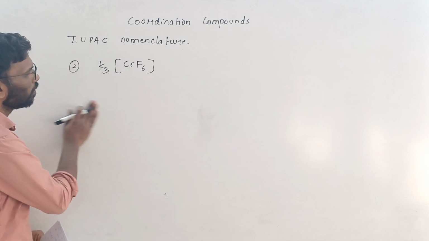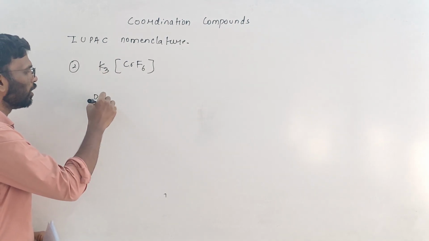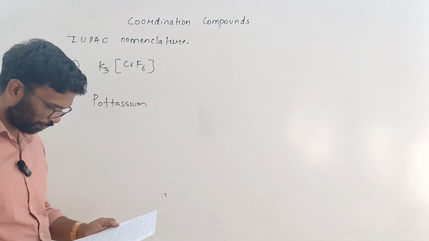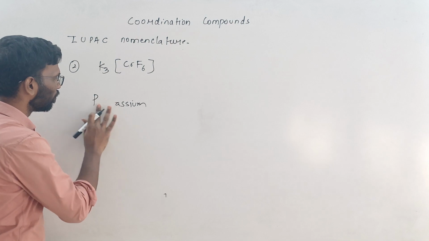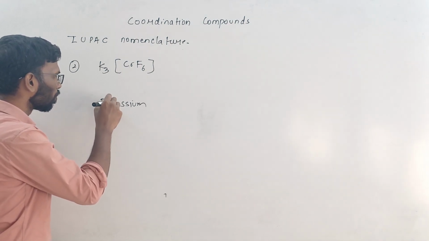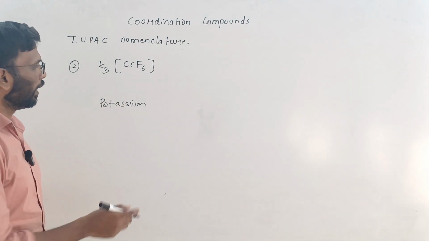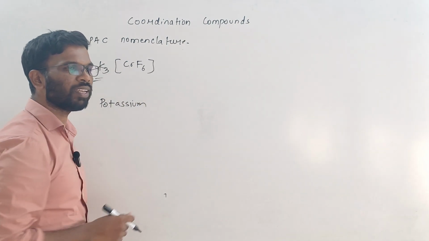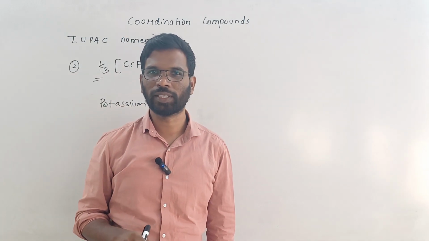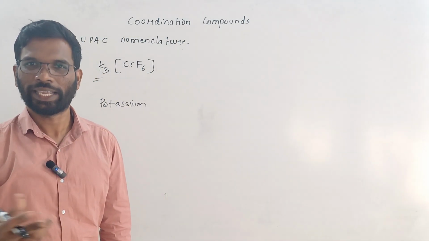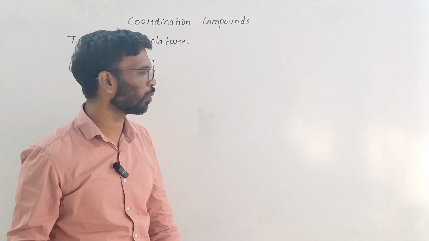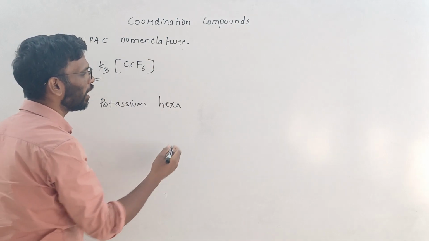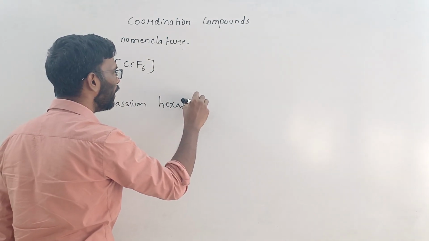So what is coming first? The counter ion is first, so I am writing potassium, single T. Then leave a space between the counter ion and the coordination sphere. In the coordination sphere, there is fluorine, right? And chromium is there. So ligands, we name the ligands first. So hexafluorido. This is what? Hexa, because fluorine is a negative ligand. That's why we write fluorido.